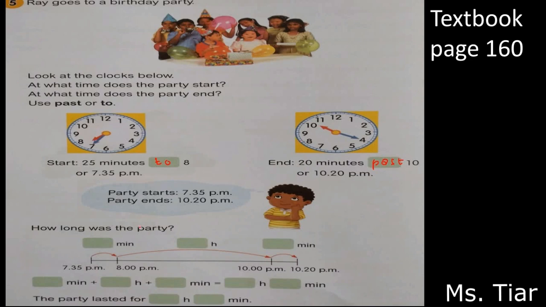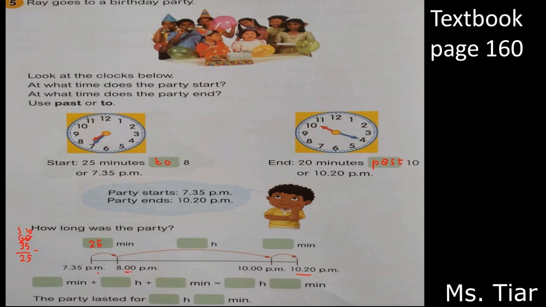Okay. Now, how long was the party? We have 7:30 p.m. here. The last one is 10:20. Now, 7:30 goes to 8 p.m. How many minutes do we need to go to that part? Okay, you subtract it. Okay, regroup. 60 minus 35. This one is 5. This is 10. 10 minus 5 is 5. 5 minus 3 is 2. So we get 25 minutes.